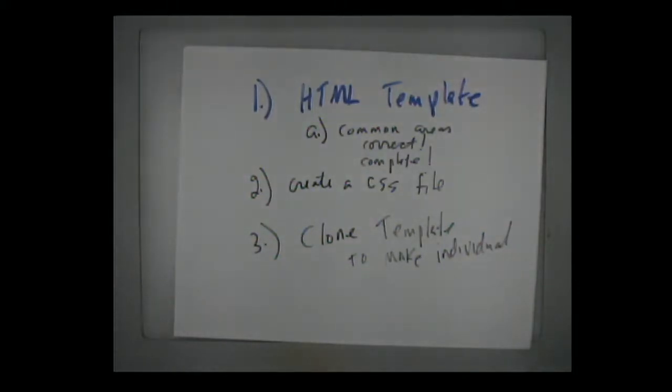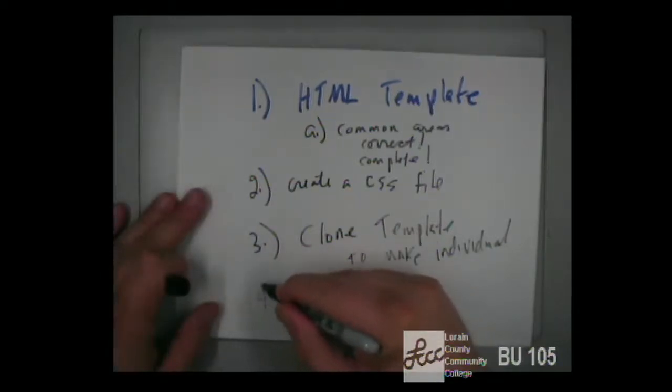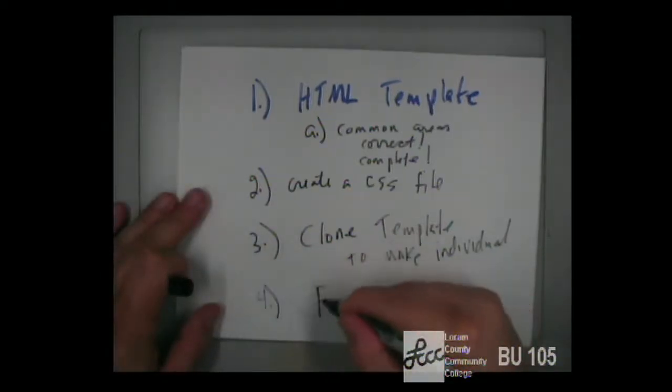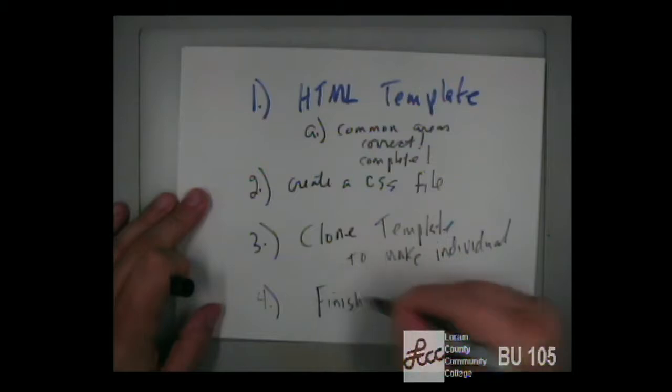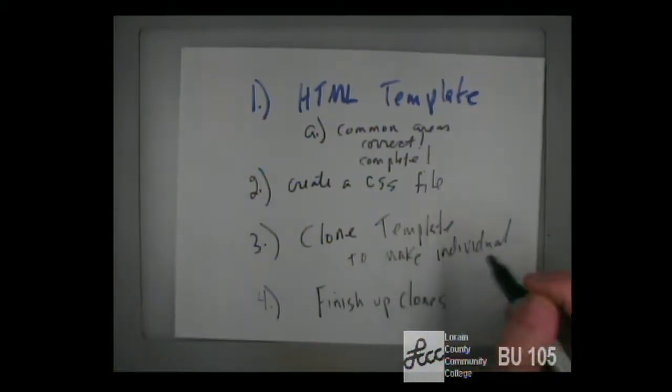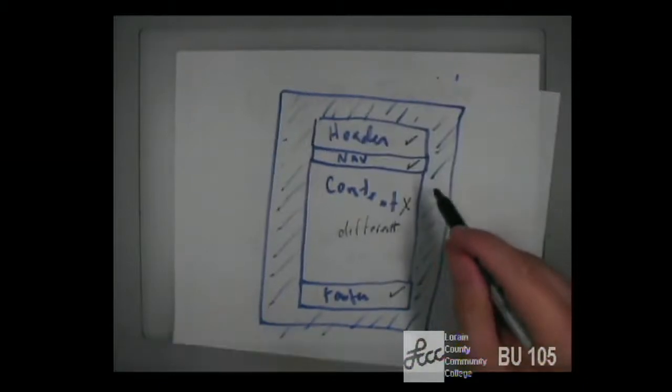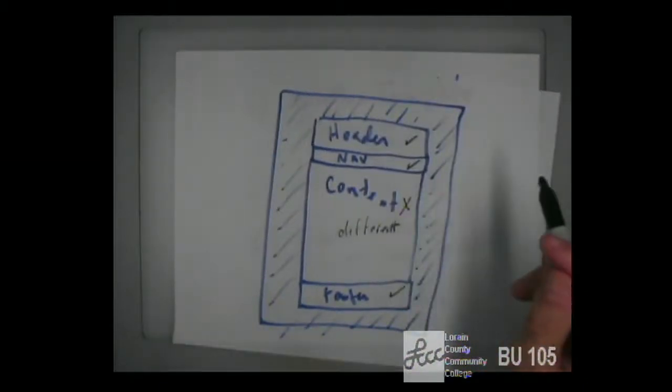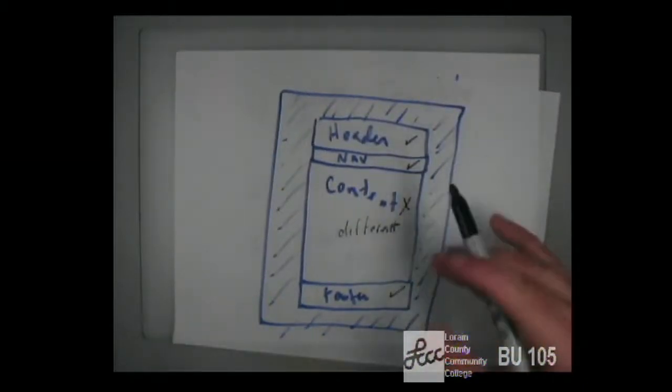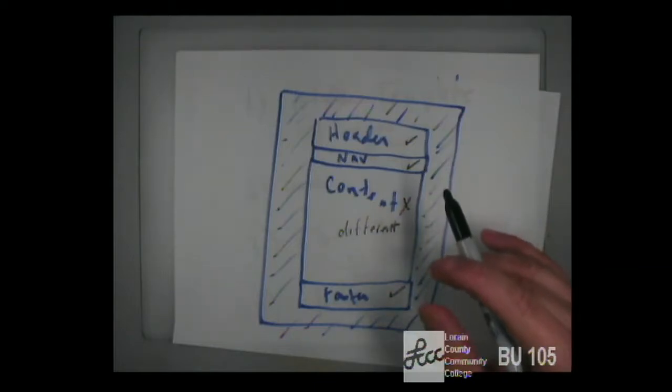And then finally, you finish up the clones. Remember, each of the clones has this content area that's going to be different. So you finish it up so that you make the home page look like the home page. You make the About Us page look like the About Us page, and so on. So that's how we're going to create the prototype.